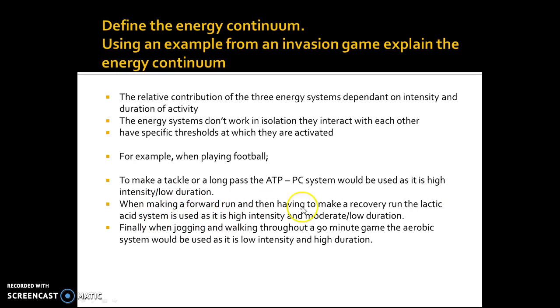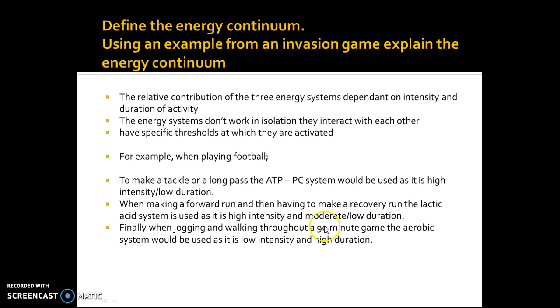When making a forward run and then a recovery run, or hitting multiple rucks or breakdowns in rugby, that would use the lactic acid system. So any recovery sprints or multiple recovery sprints where you're having to move a number of times, that will be the lactic acid system because it's high intensity and a low to moderate duration.